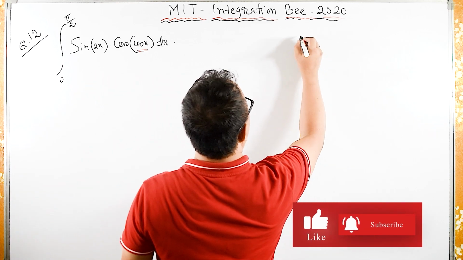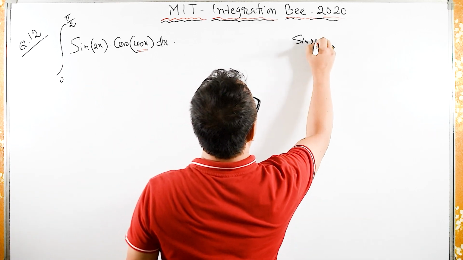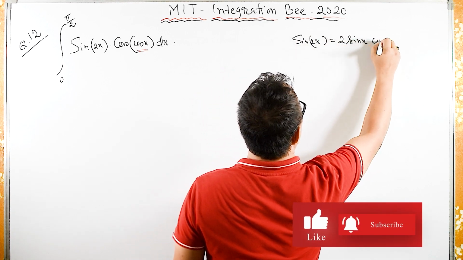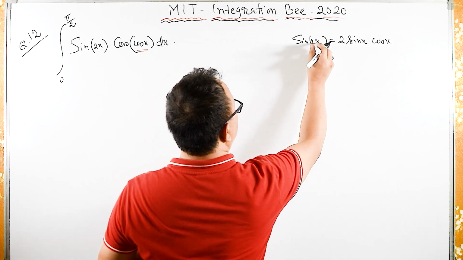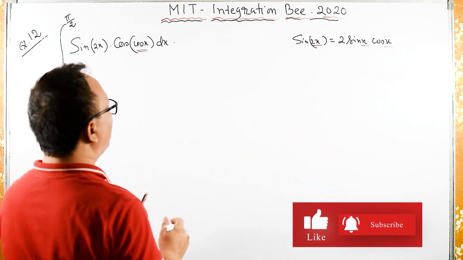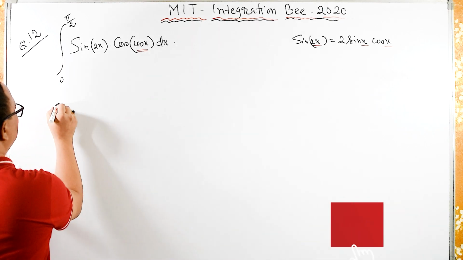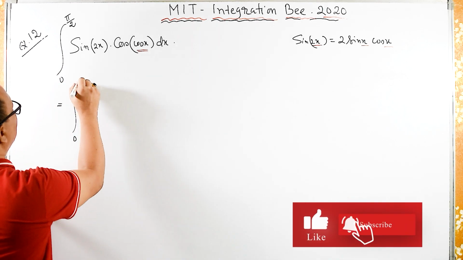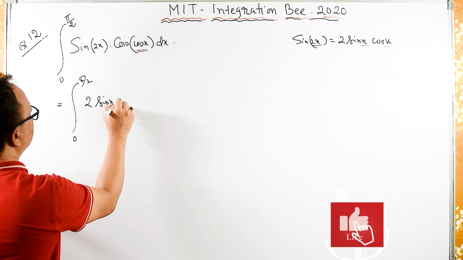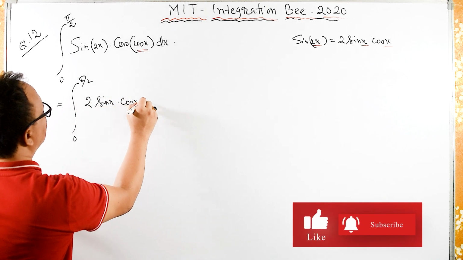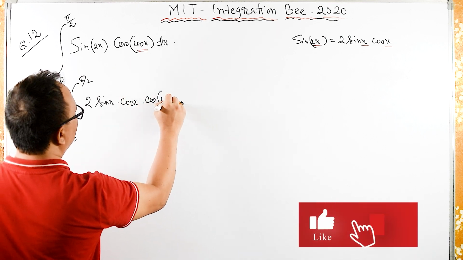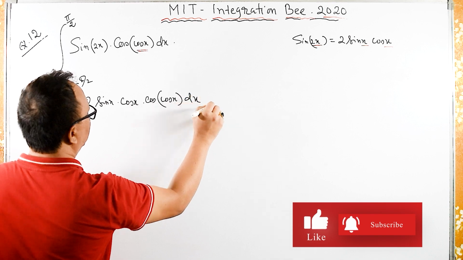And we have, remember, sine of 2x is equals to 2 sine of x into cos x. If it is sine 2x, we have sine x as well as cos x. So I'm going to use this over here. This equals to integral 0 to pi by 2, this same as 2 sine x into cos x into cos of cos x dx.